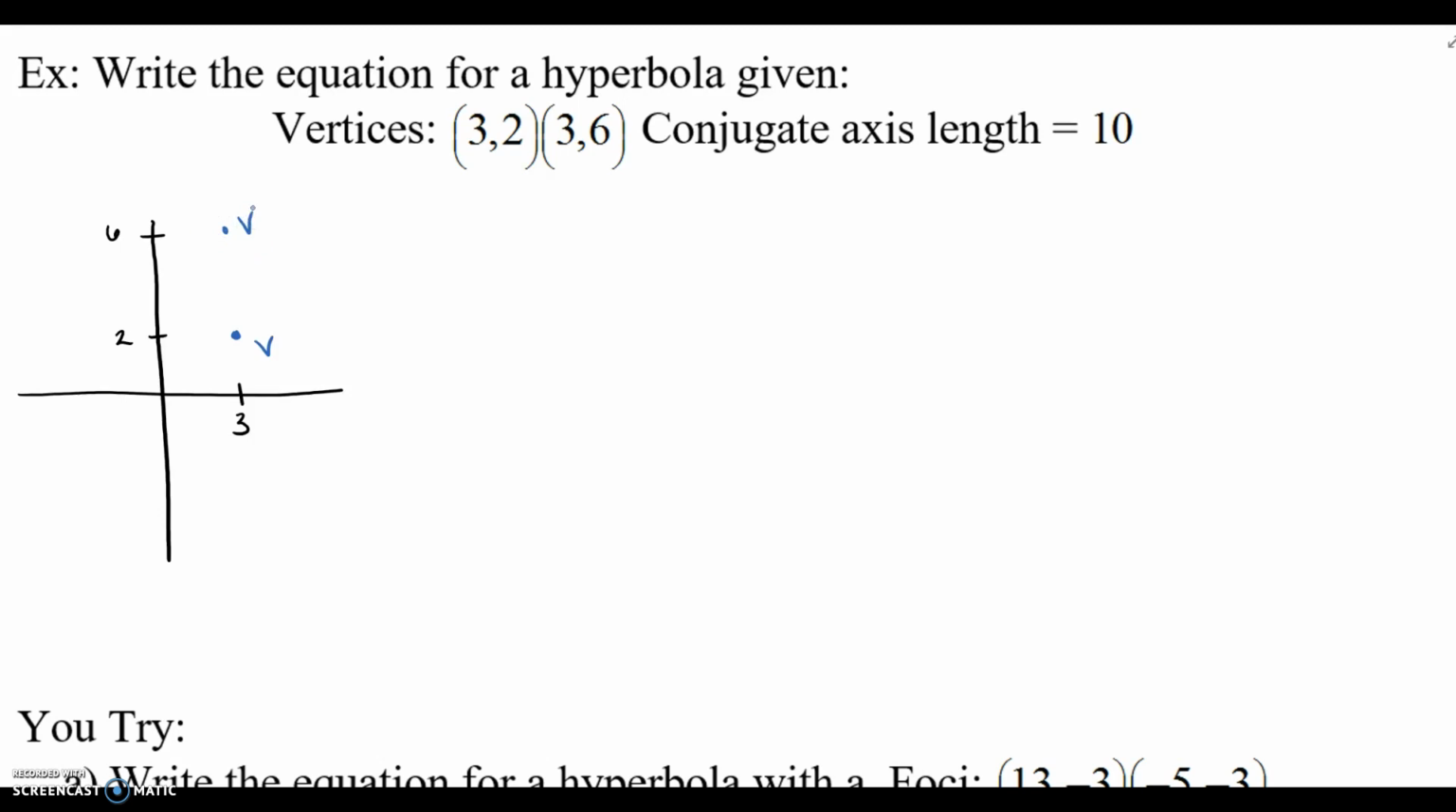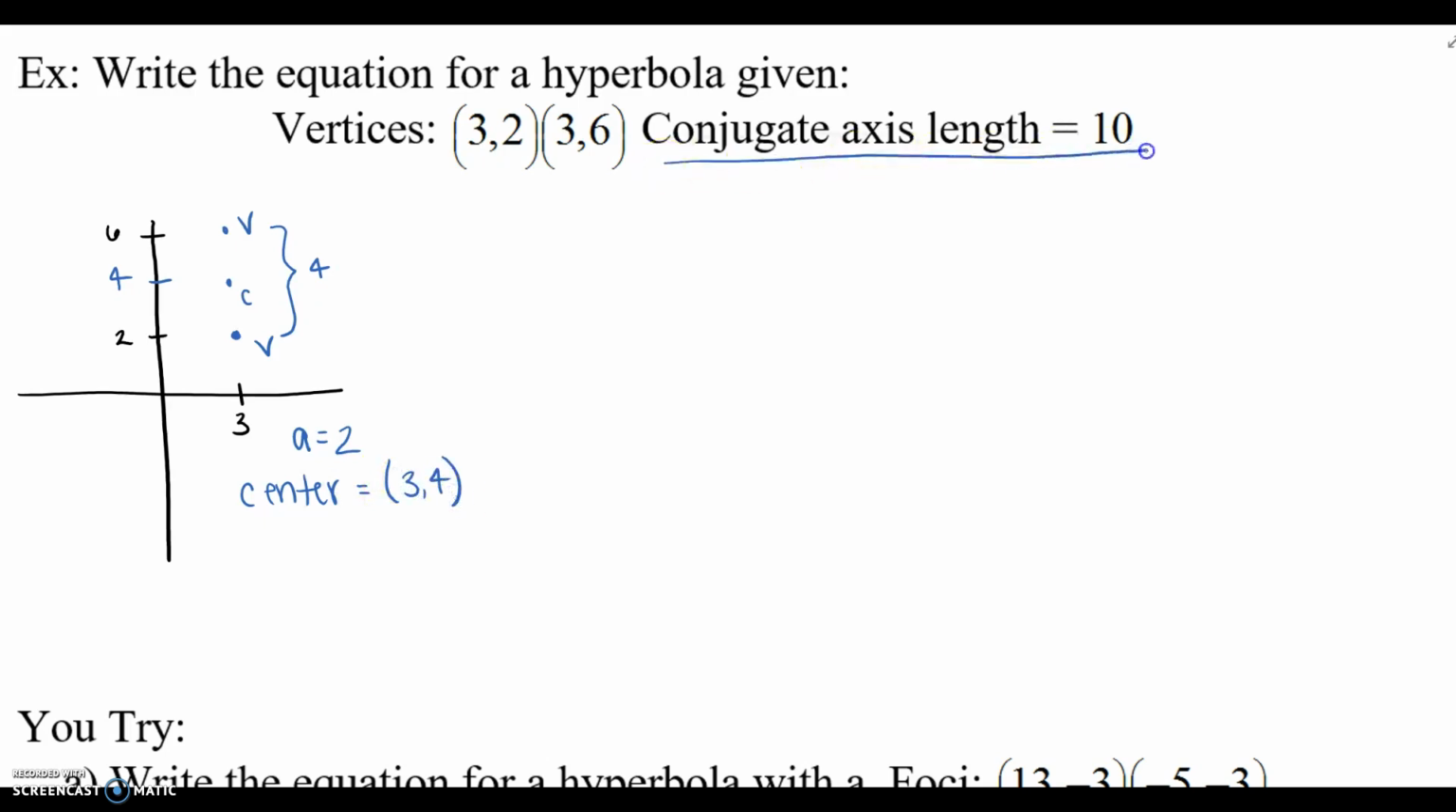Okay, so now that we've got the vertices, that gives us a bit of information, right? So this whole distance, 6 minus 2, will give me 4. So if from vertice to vertice it's 4, remember that's my transverse axis. So that means my a value is half of that. So I know that a is going to be 2. And if a is 2, I could do 6 minus 2 to get me to the center, which is at 4. So now I know that my center point is going to be 3, 4.